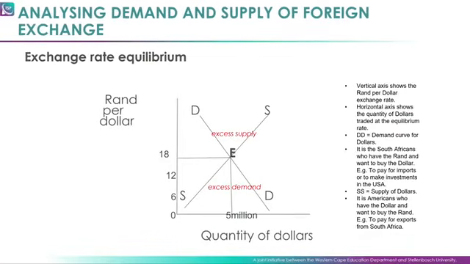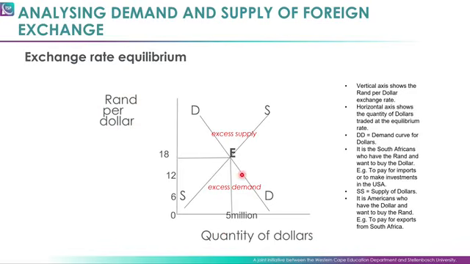Right, let's just quickly look at the demand and supply of foreign exchange. On this graph, we are looking at the exchange rate equilibrium. Remember, when drawing a graph, you always start by drawing your two axes and you put in your point of origin, which is your 0. Next you label your axes, so here it's going to be Rand per dollar, and here we're going to have quantity of dollars, right?